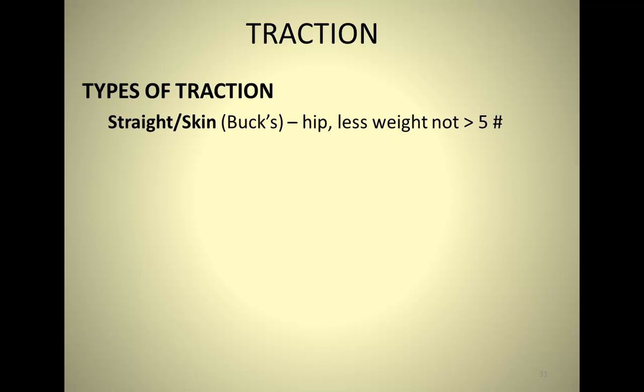So the types of tractions you might see are the straight or the skin. Like I said, usually you're not going to see more than 5 pounds on this type. Back in the day, they used to use tape, which, if you did your dressings, everybody see that foam tape, that kind of stretchy stuff? Did anybody see that or not see it?